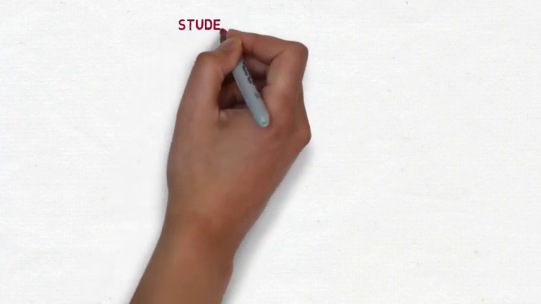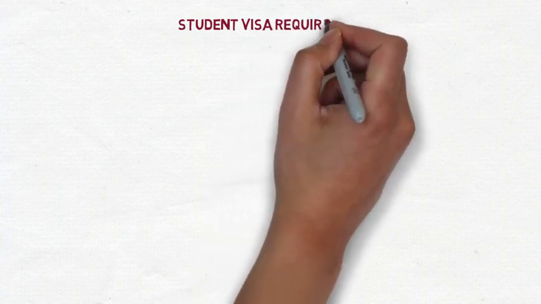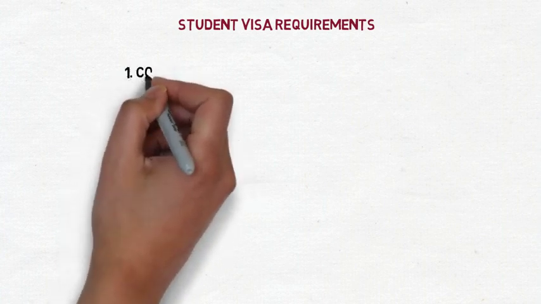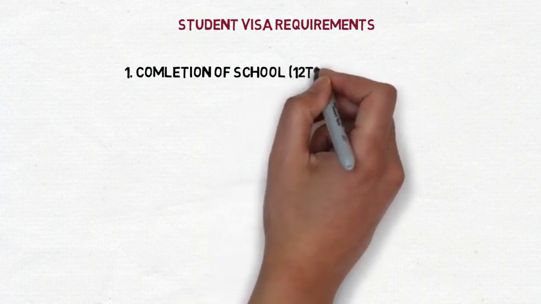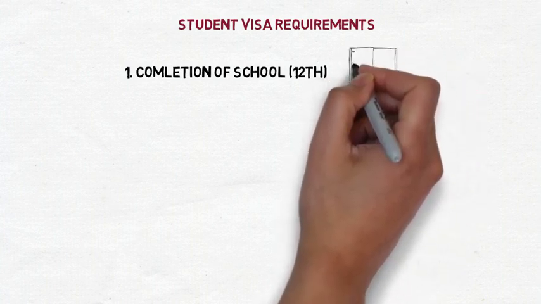Okay, so let's talk about the requirements first. The first one is you should be able to complete your school in your country. For example, if you have completed your 12th grade in your country, then on the basis of your marks and your background in 12th class, you will be able to apply for a degree in Australia. And if you get admission in any university or institute, you will be able to come here.